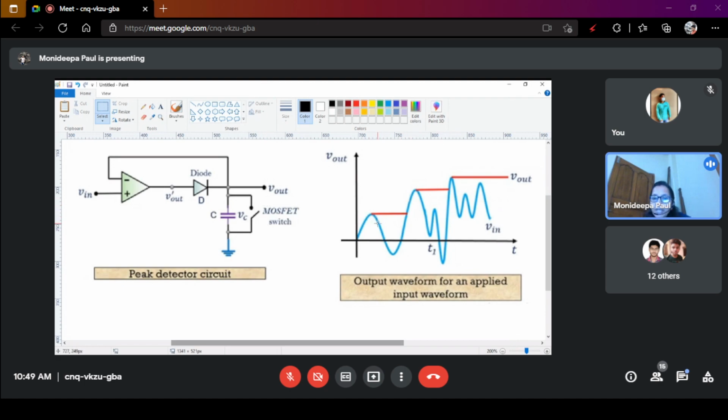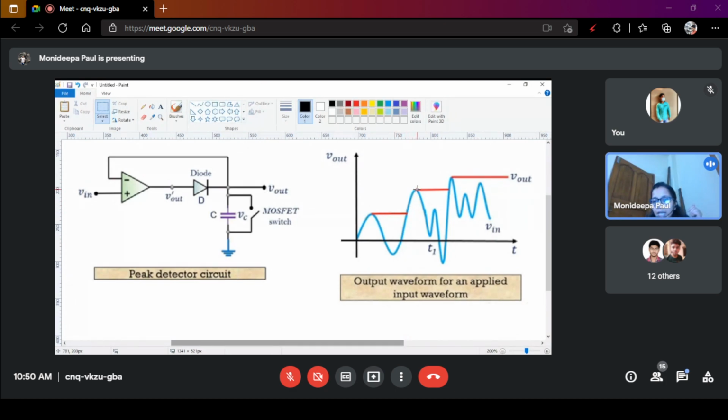So here Vin is less compared to this voltage, and this is increasing. At this moment the voltage is increasing, that means Vin is greater than Vc. So again we get the output voltage at this point, but at the next instant, again Vin is greater than Vc, so we get another voltage.